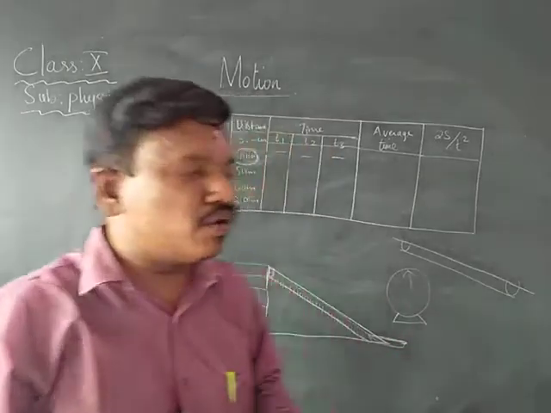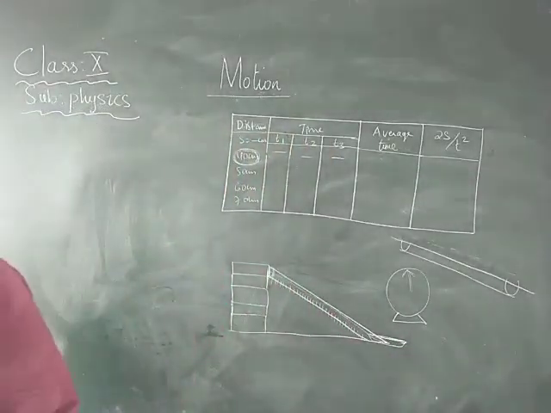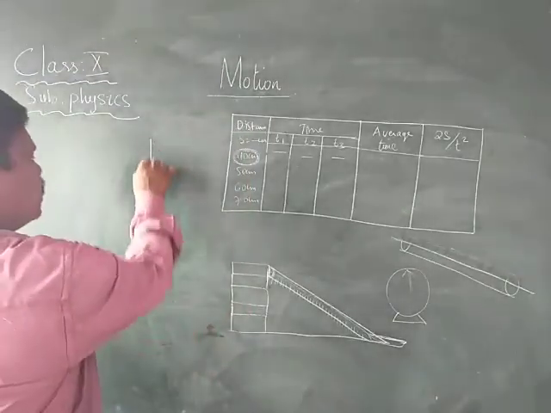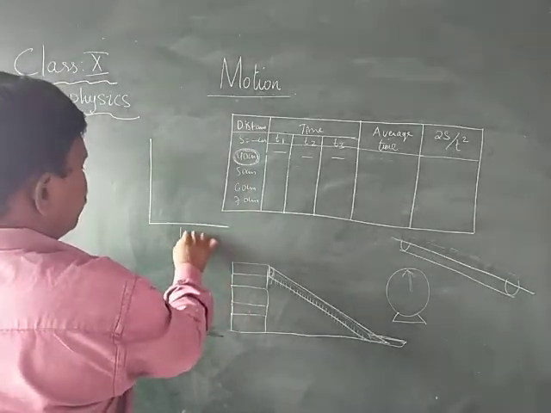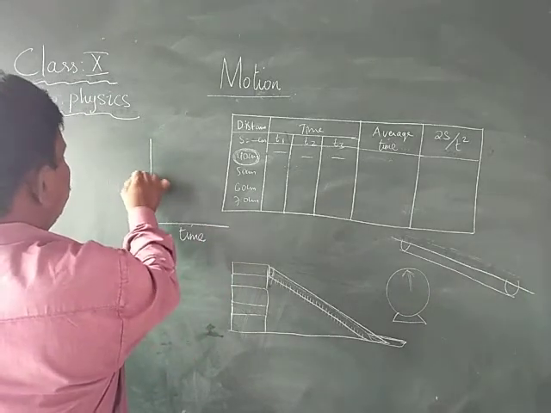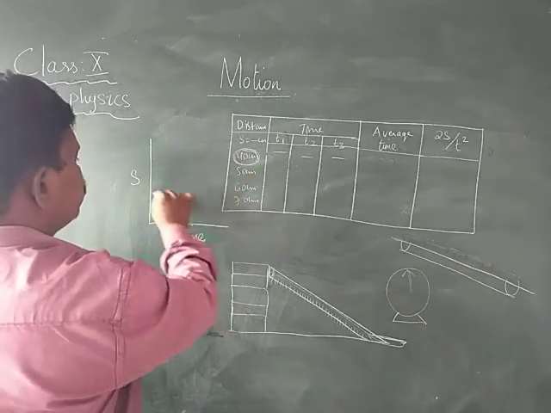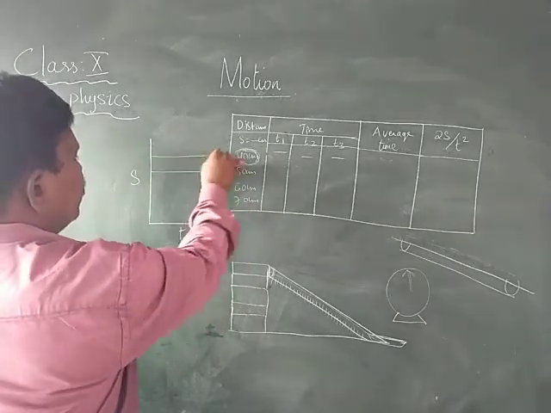And you should make a note of the distance time graph. Already you know that time should be taken on the y-axis and distance on the x-axis. S by t graph. For these values you should draw the S by t graph.